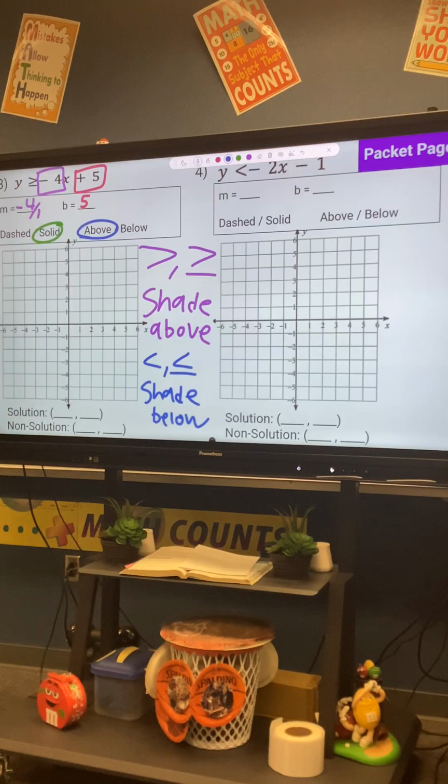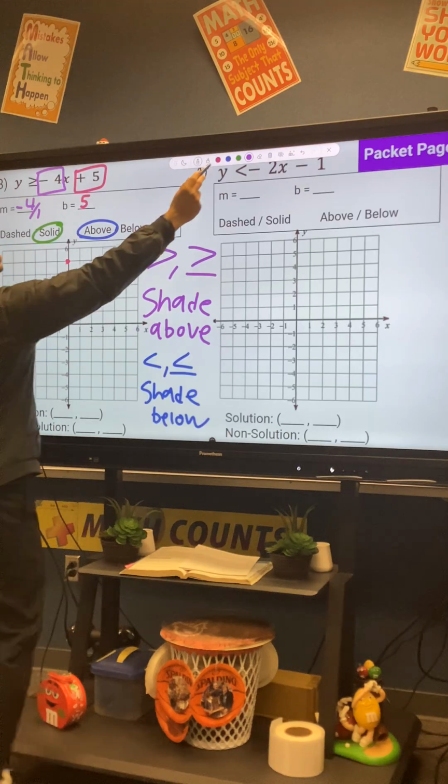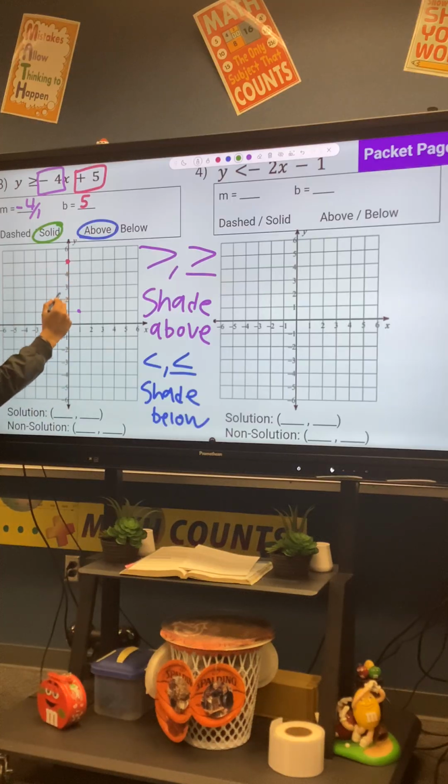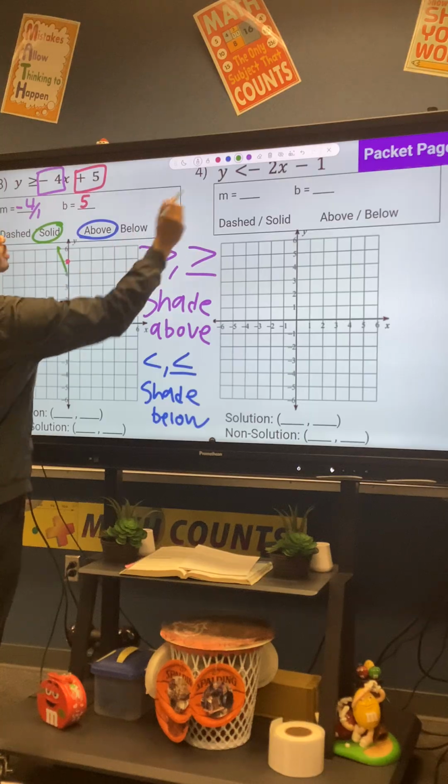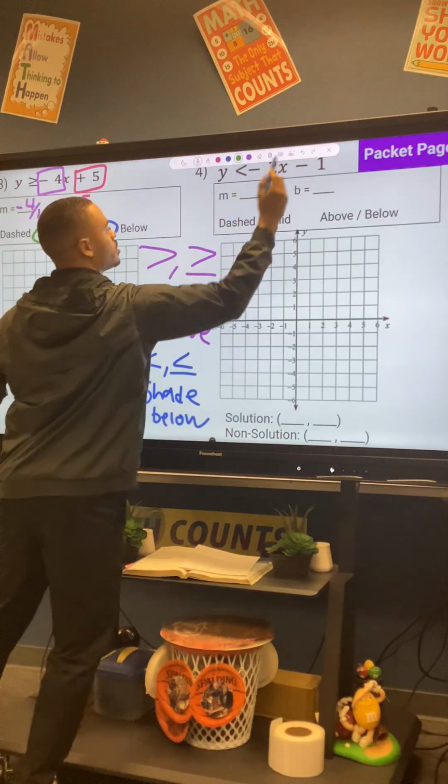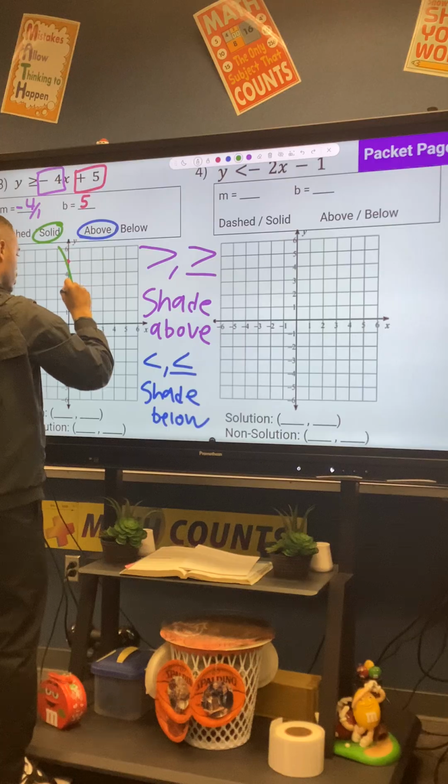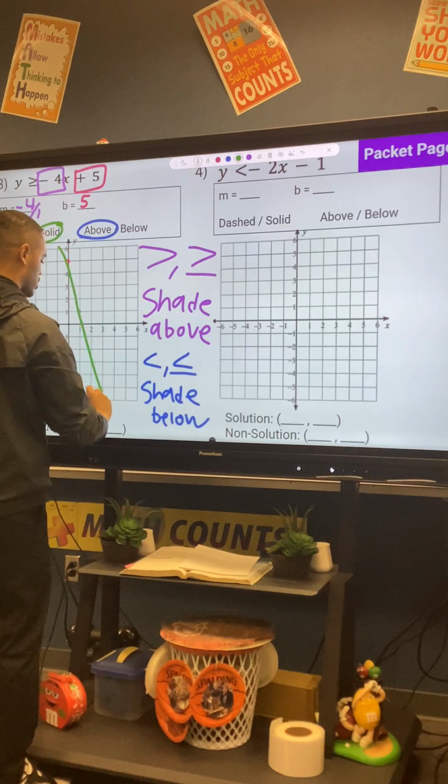Always keep that in mind. My y-intercept, my b value, is 5, so I'm going to go to 0, 5. Put a point there. My slope is negative 4, which means I'm going to go down 4 to my right 1. So we start with the y-intercept at 5. Solid line, so I'm going to connect my 2 points with a solid line, if I can actually connect. There's a ruler up there somewhere.